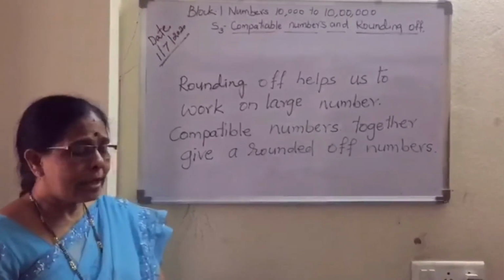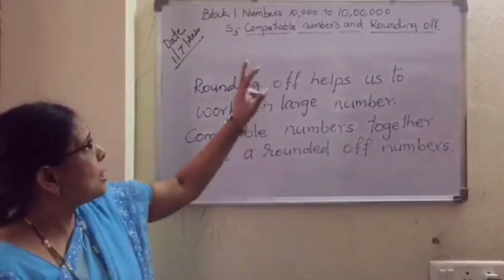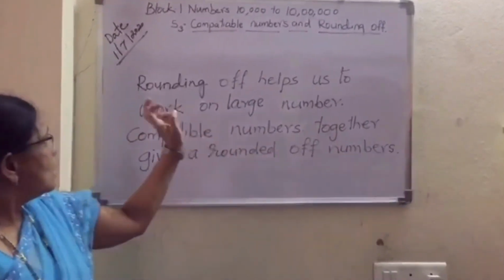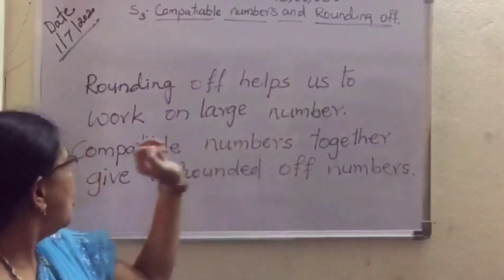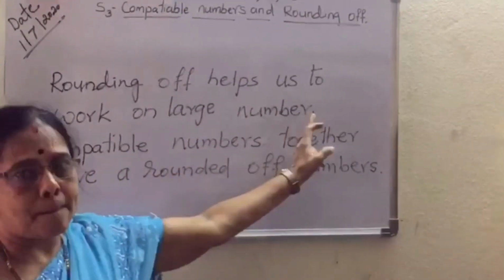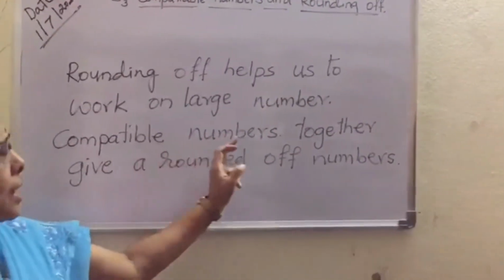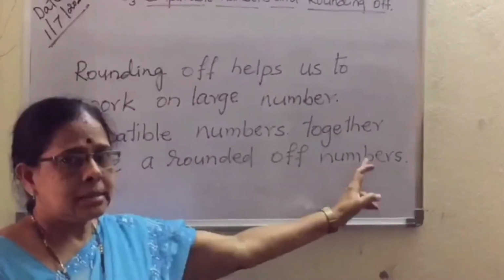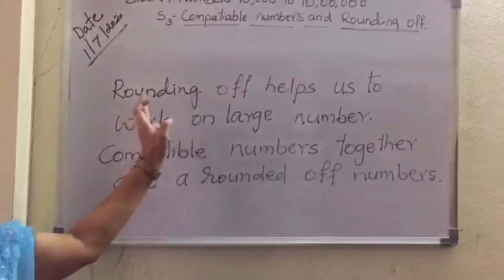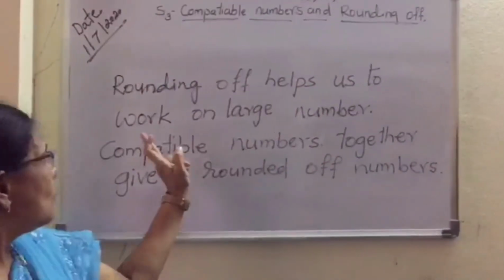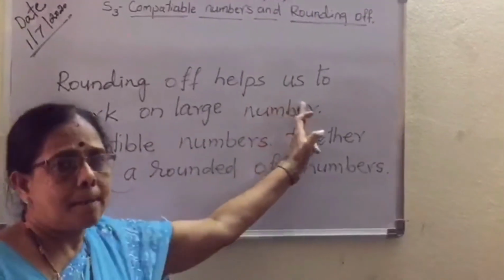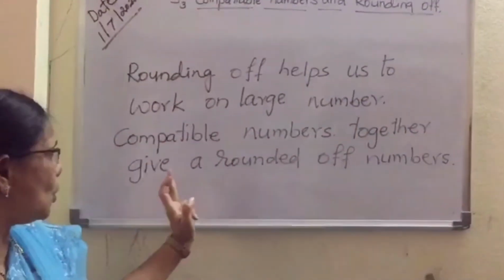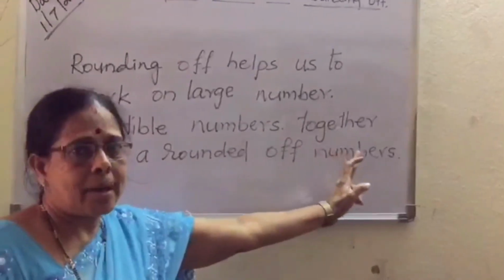Children, how are these two related? See, compatible numbers and rounding off. Rounding off helps us to work on large numbers, and compatible numbers together give rounded off numbers. Children, once again I'll read: rounding off helps us to work on large numbers. Compatible numbers together give rounded off numbers.